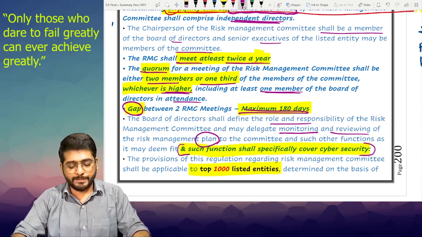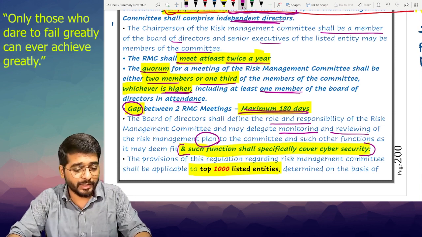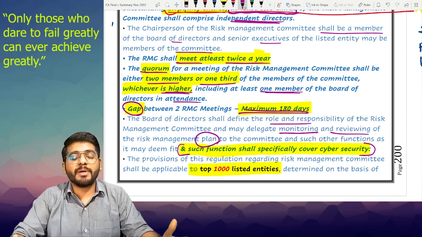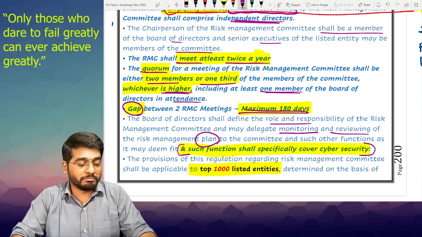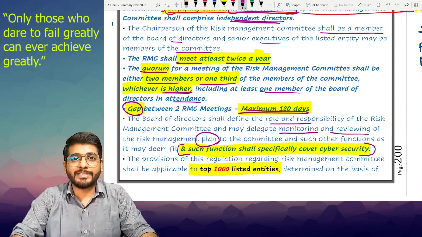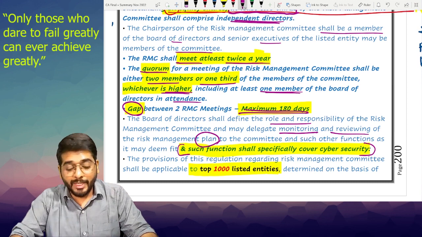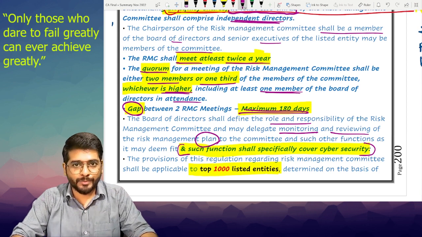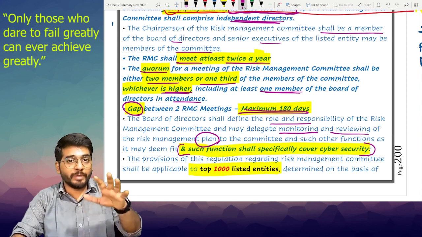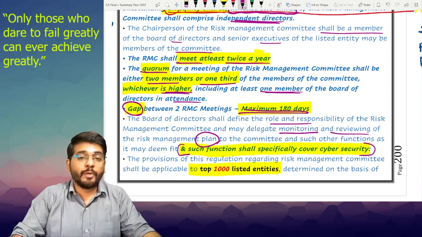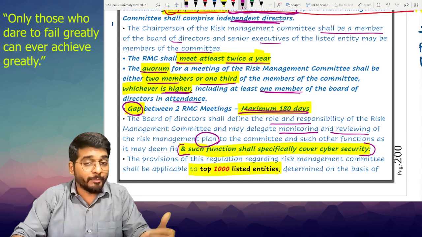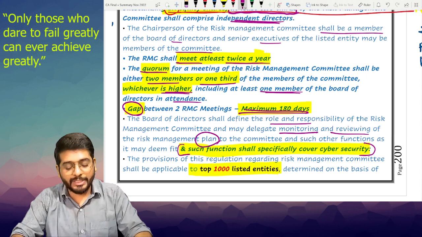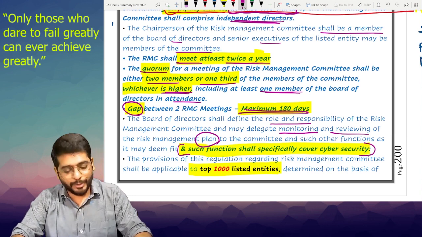Such function shall specifically cover cyber security also. See, especially after COVID, the 2 years of COVID has made everybody and everything go digital. Of course, everything has gone digital, but at the same time, cyber crimes have also increased. And that is why the provision of cyber security comes into place over here. Understood? So the provision says the board of directors will make sure what the risk management committee is doing, what plan the committee has made, monitoring the implementation of the plan, and also not to forget cyber security risks to be covered by the risk management committee also.